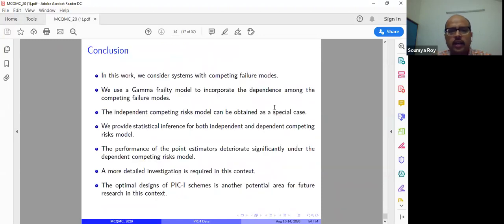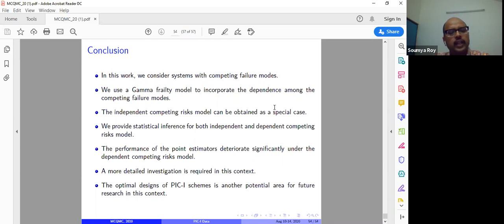So coming to the conclusion, we have considered competing failure modes. We have used a gamma frailty model to incorporate the dependence among the competing failure modes. And this model is very interesting because we can get the independent competing risk model as a special case. We have provided statistical inference for both independent and dependent competing risk models. We have carried out a simulation study to judge the performance of the point estimators, and what we have observed is that for the dependent competing risk model, the performance actually deteriorates. So a more detailed investigation is required in this context.